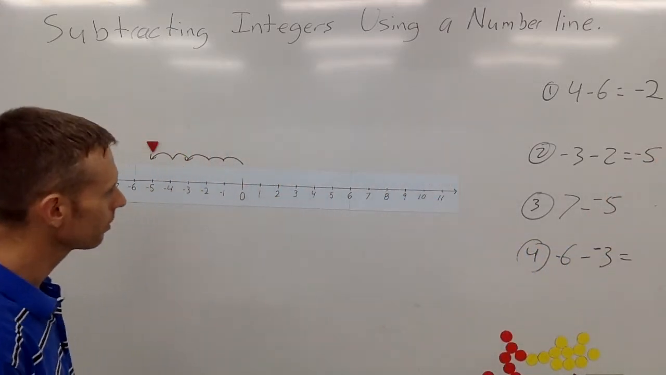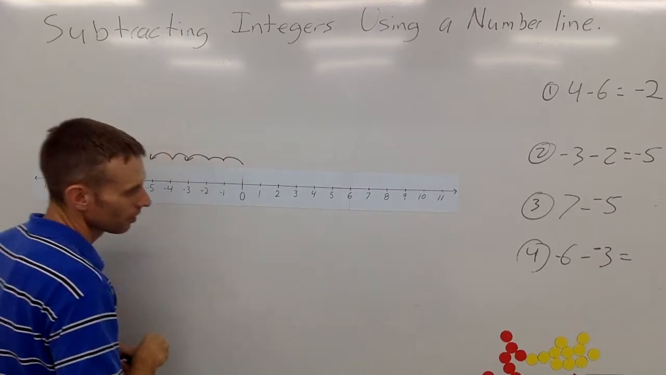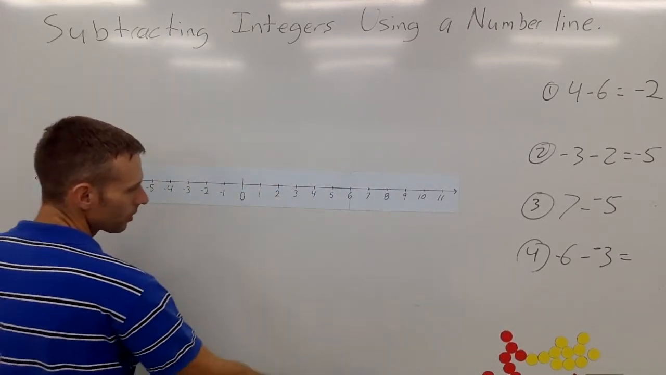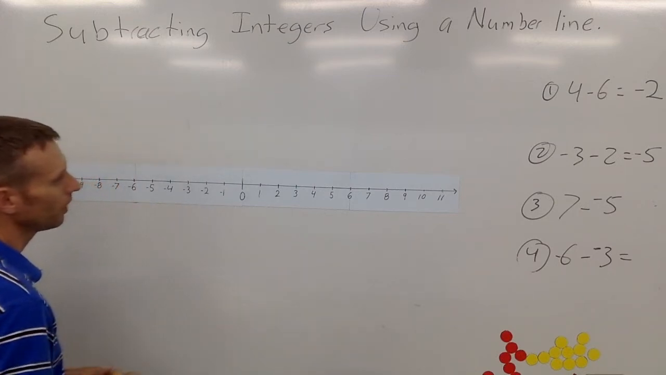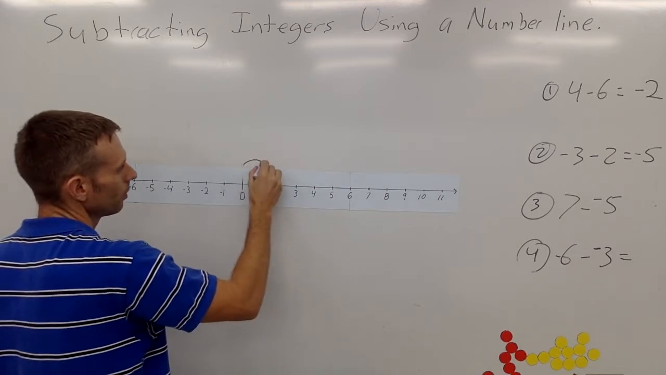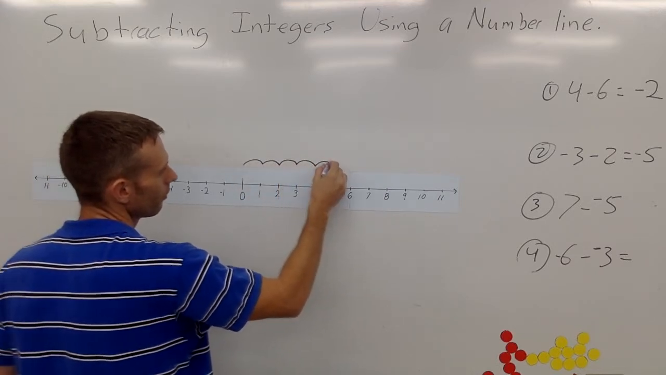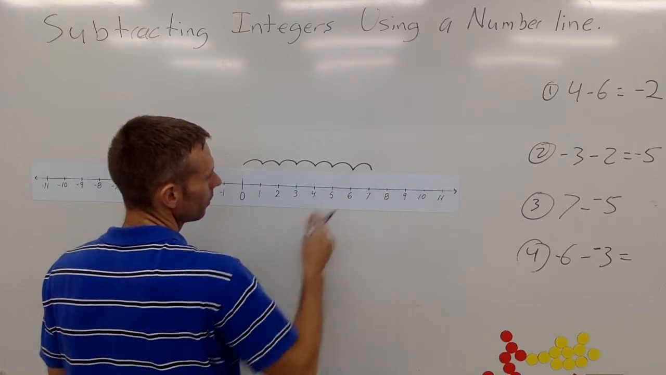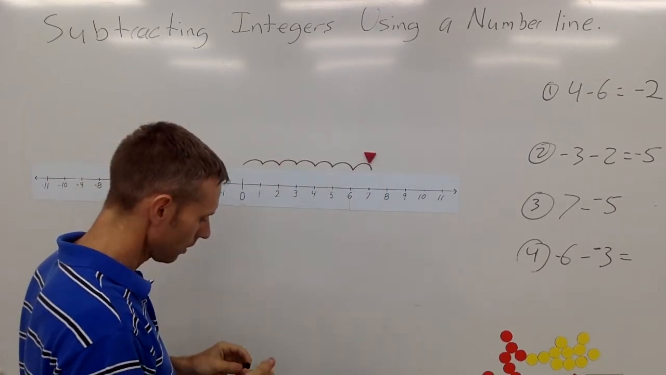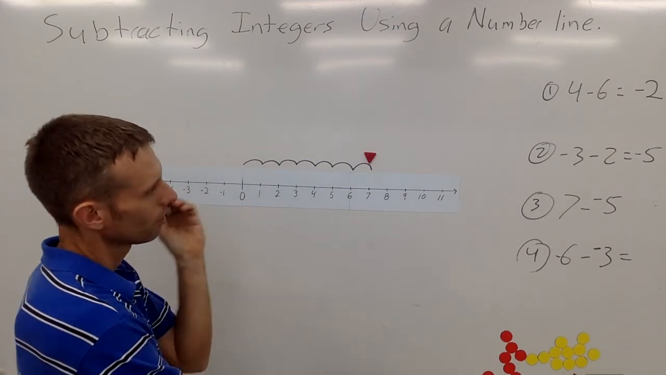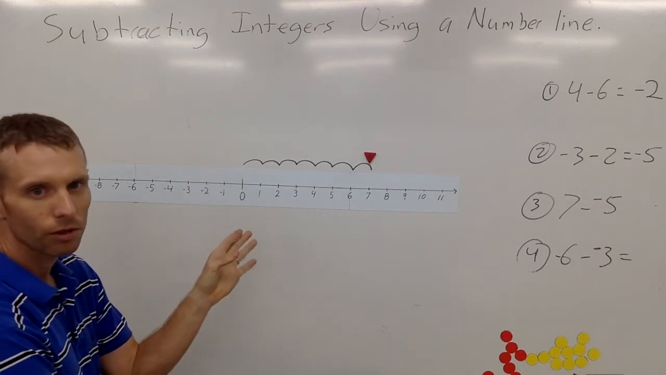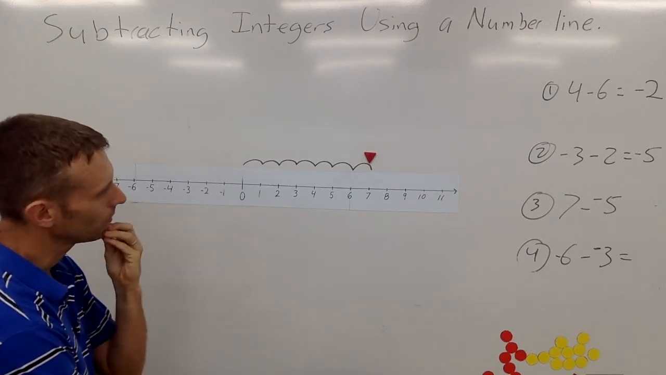Okay, here's where it gets a little tricky. 7 minus a negative 5. Okay, so 1, 2, 3, 4, 5, 6, 7. Now, truth be told, this is probably the most confusing problem, I think, when it comes to modeling with the number line.